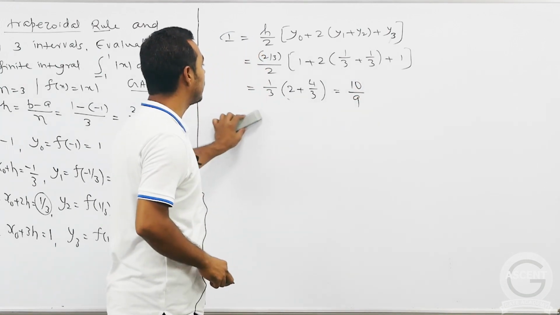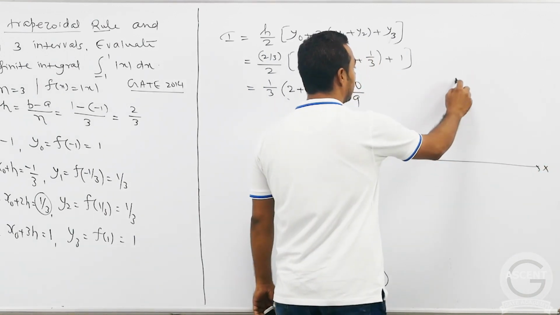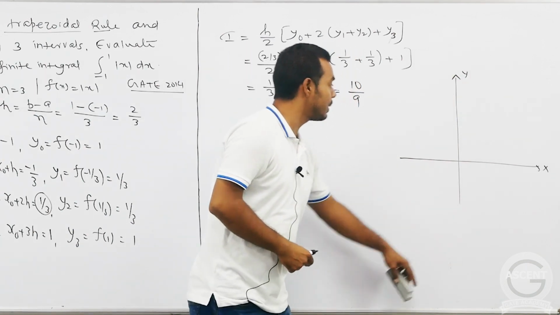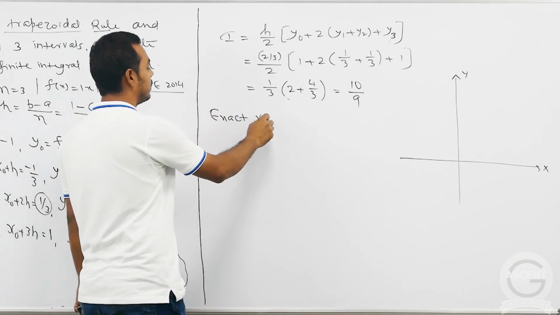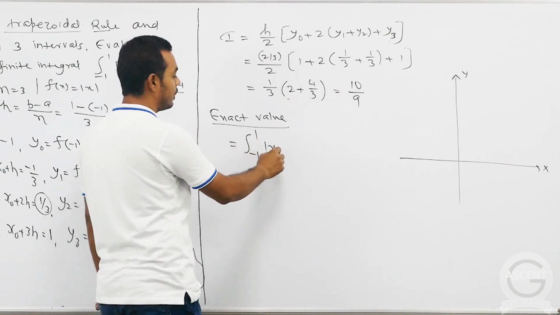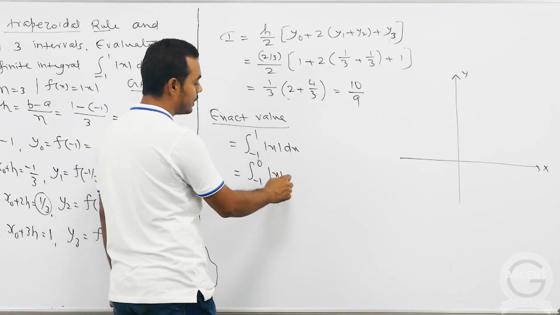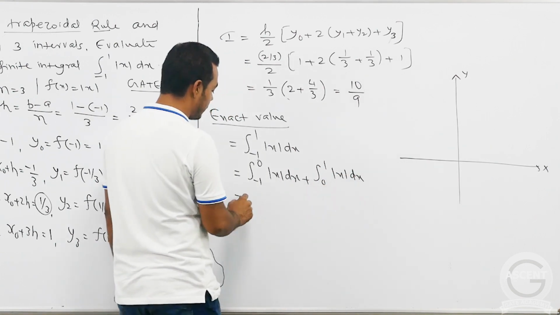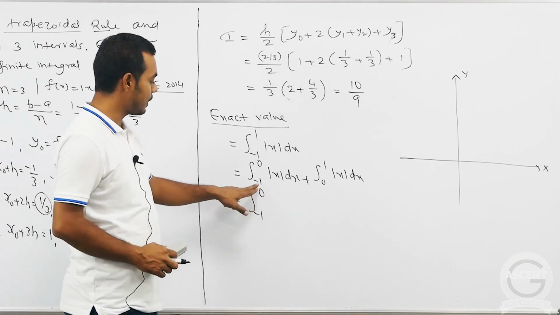Now we are also going to see graphically what the value of the exact integral is, and the value that we are getting using the trapezoidal rule, and why there is some difference between these two. So if we want to evaluate the exact value, this will be the integration from -1 to 1 of mod x dx. This we can write as the integration from -1 to 0 of mod x dx plus the integration from 0 to 1 of mod x dx.